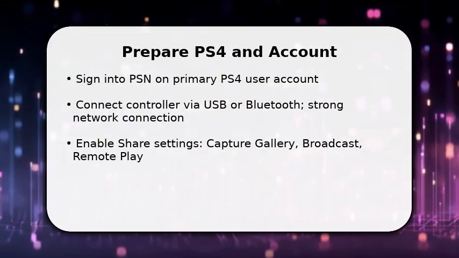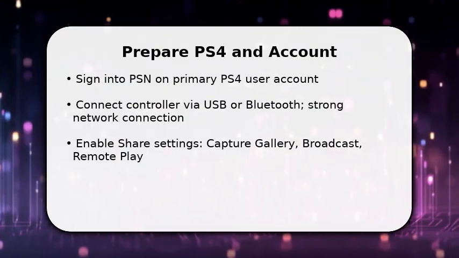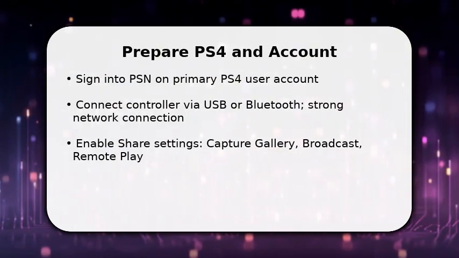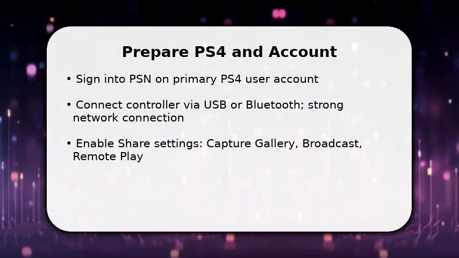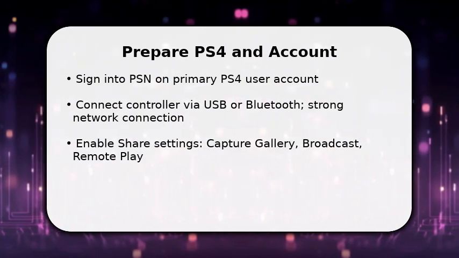Open Settings, go to Sharing and Broadcasts, and set Capture Gallery and Broadcast settings to Allowed. This enables screen sharing and streaming features. Make sure your privacy settings allow live broadcasts and that you've linked any required accounts so you can share.